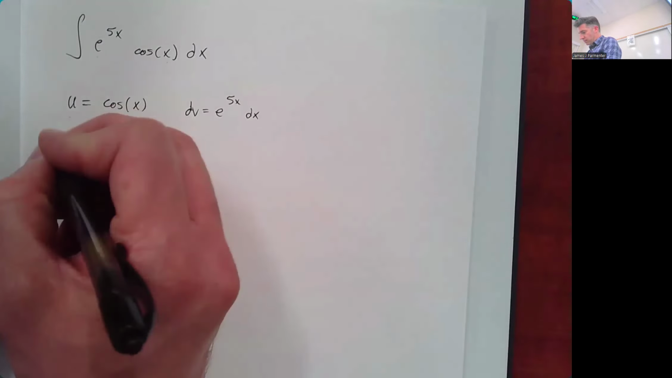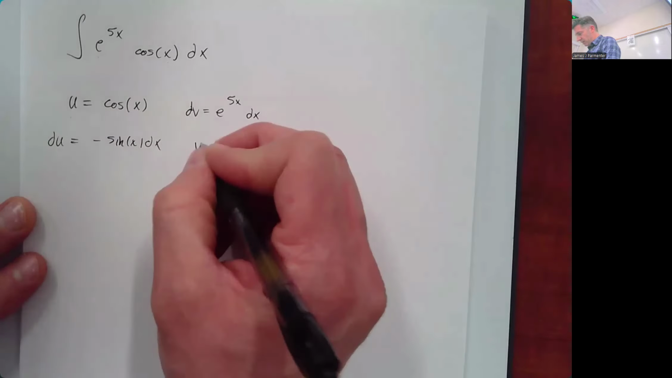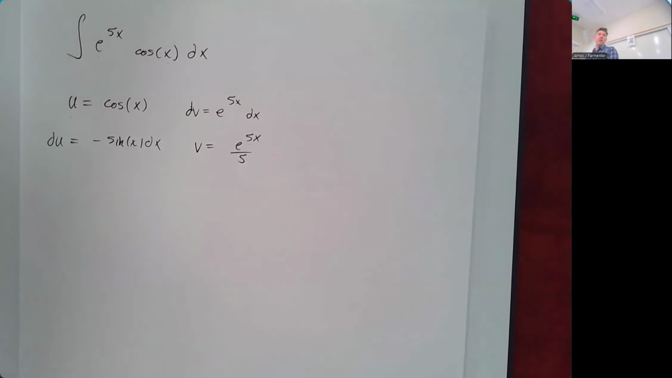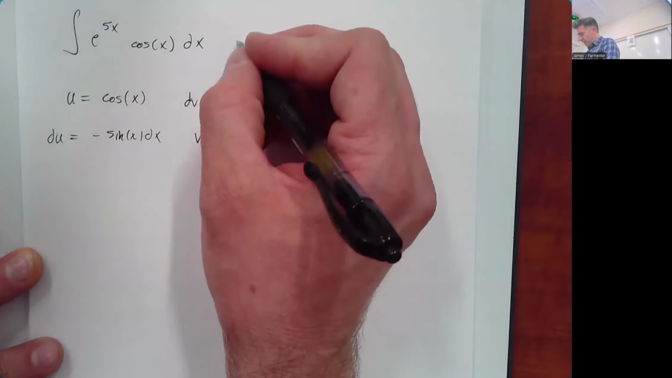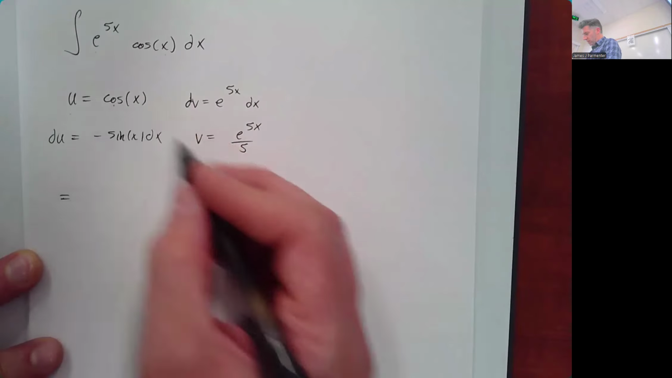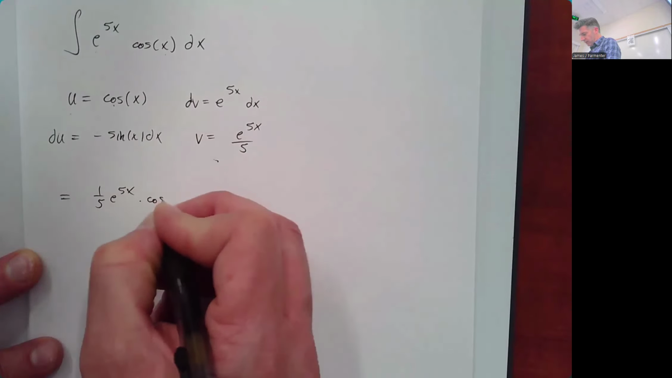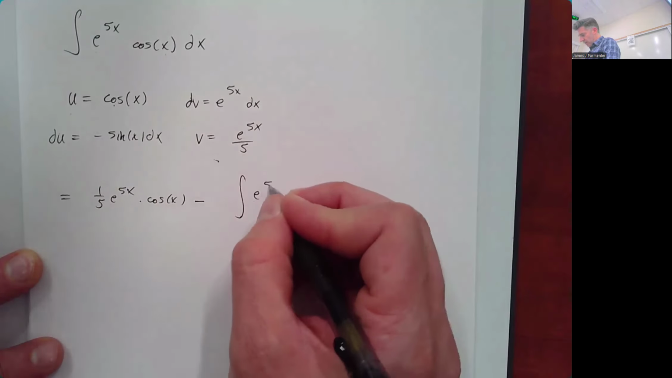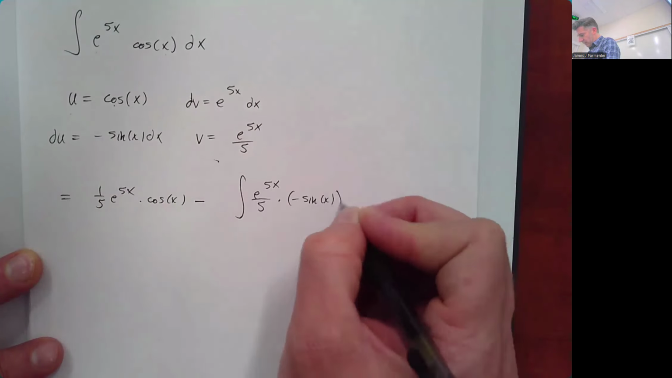Okay. Our du is going to be negative sine of x times dx. Our v is going to be e to the 5x divided by 5. And I'm kind of wishing I'd done it the other way, but I should do it the way that I would typically do it, which is this way. So writing this out, we're going to get that our integral is equal to u times v. It's going to be 1/5 e to the 5x times cosine of x minus the integral of v times du. So e to the 5x over 5 times negative sine of x times dx.